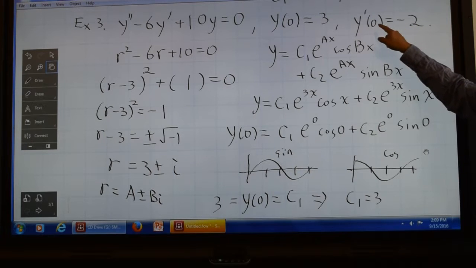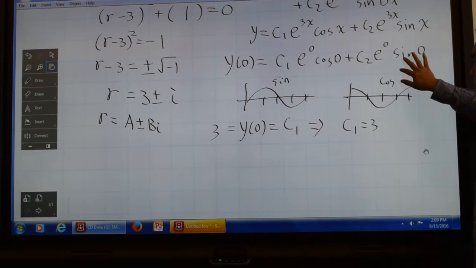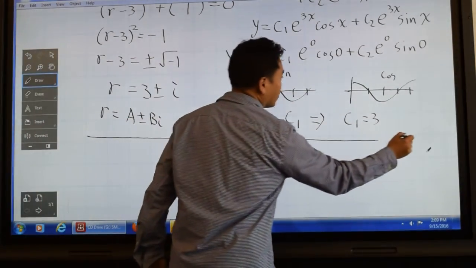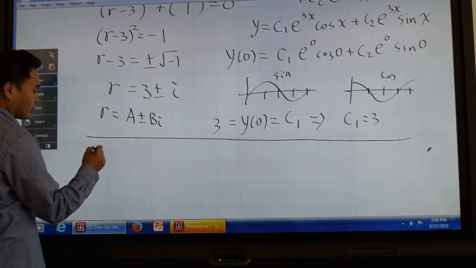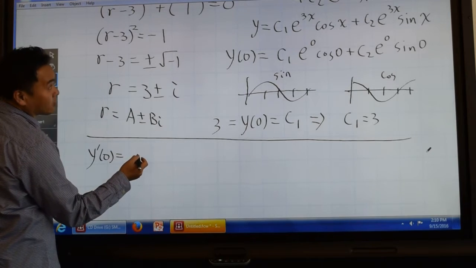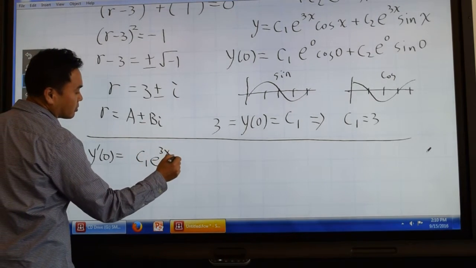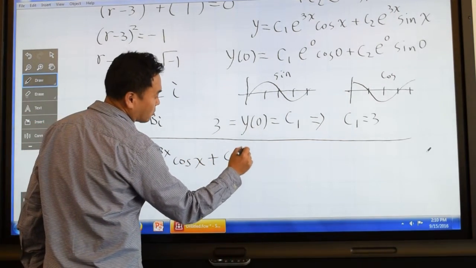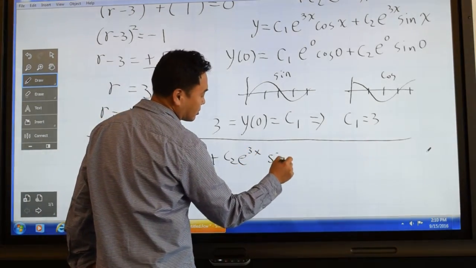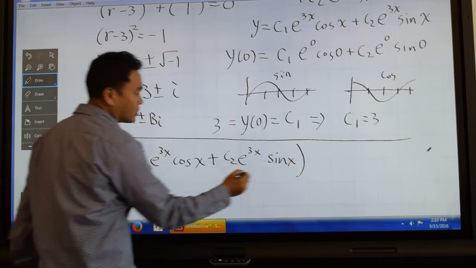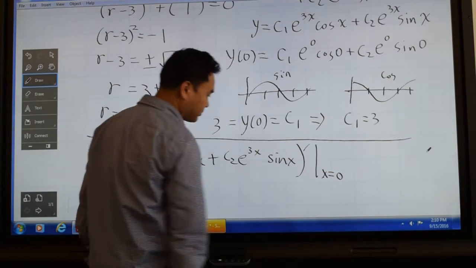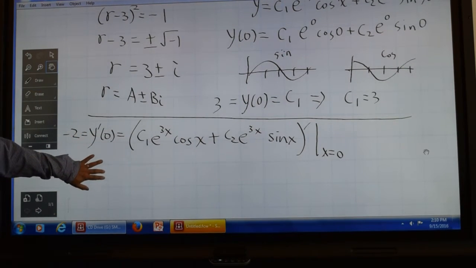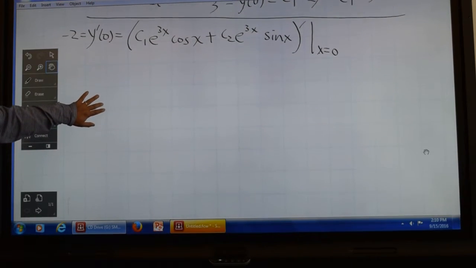All right. Now we have to do y prime of 0 equals negative 2. Let's see how that works. That means I have to calculate y prime. So for y prime of 0, I have to take C1 e to the 3x cosine x plus C2 e to the 3x sine x, differentiate this and then set x equal to 0. And that's supposed to be negative 2. That was our condition.